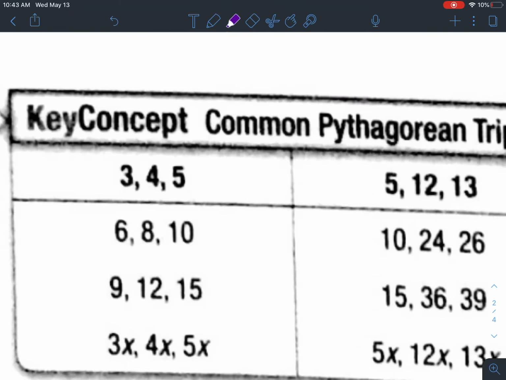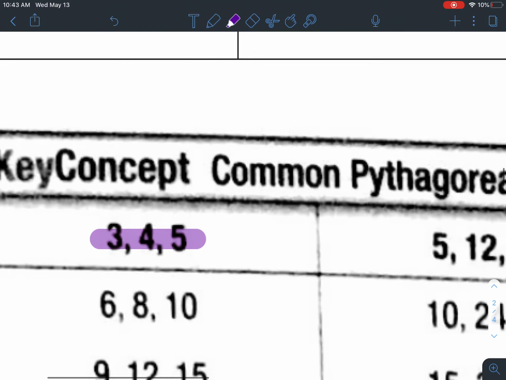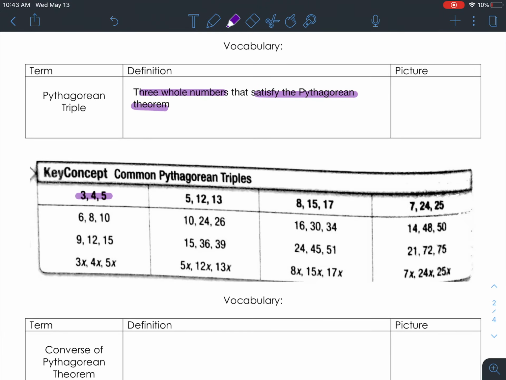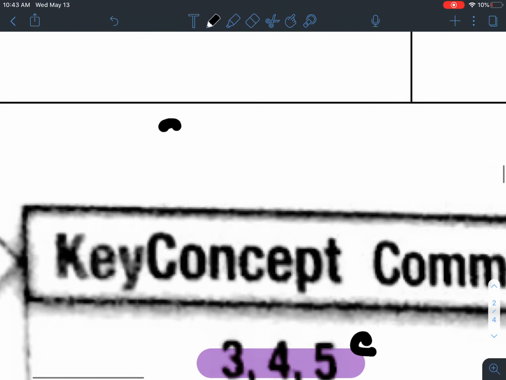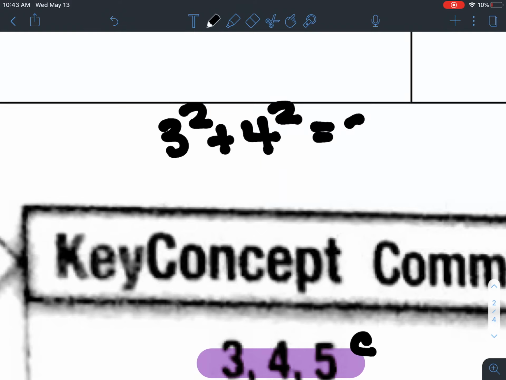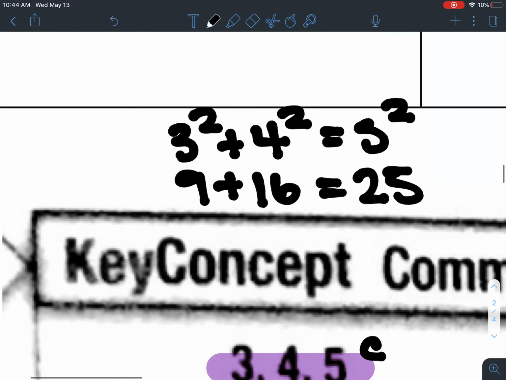So one of those is a 3, 4, 5 triangle, okay? And so if I would plug that into the Pythagorean theorem, which of those side lengths has to be my hypotenuse? Well, it has to be the biggest, so 5 has to be my hypotenuse, okay? So if I plug those in, what I would get is 3 squared plus 4 squared equals 5 squared, all right? 3 squared is 9, plus 4 squared is 16 equals 25, and that's true.